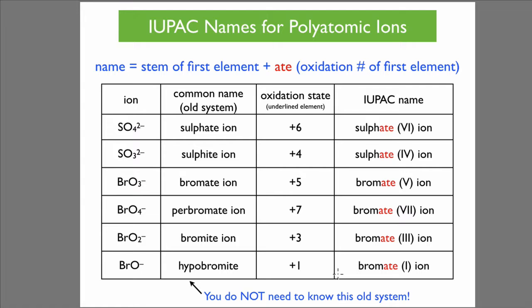IUPAC names for polyatomic ions. You name the stem of the first element plus -ate, okay? And the oxidation number of the first element. So, you've got here sulfur and oxygen. We know oxygen is 2 minus oxidation state. There's 4 of them, so it would be 8 minus. You see the overall charge is 2 minus. So sulfur must be plus 6. Indeed it is. It's plus 6.